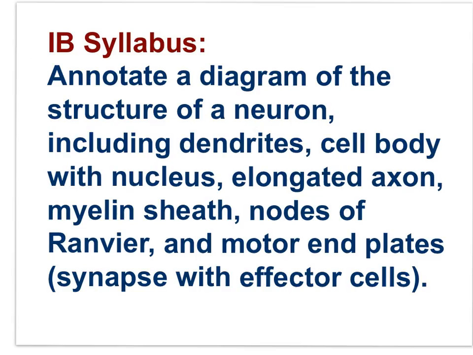Before looking at synapses, let's do a bit of review. Here's an IB syllabus statement that I covered in the first movie, Neurons and Synapses A. You should be able to annotate a diagram of the structure of a neuron, including dendrites, cell body with nucleus, elongated axon, myelin sheath, nodes of Ranvier, and motor end plates. This will be important in this movie.